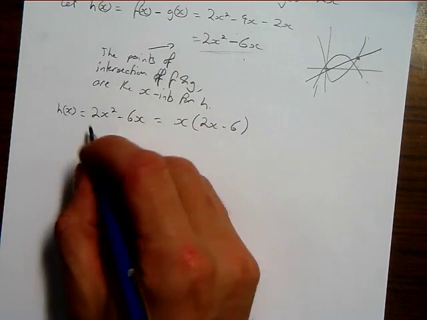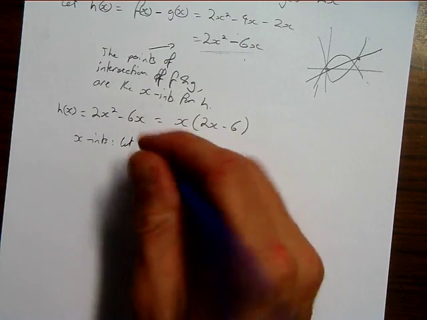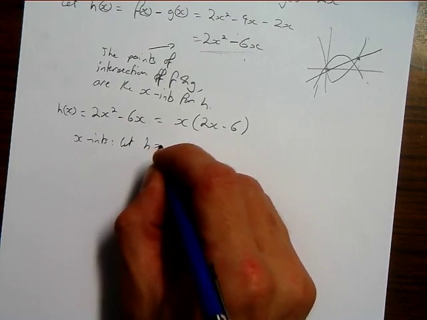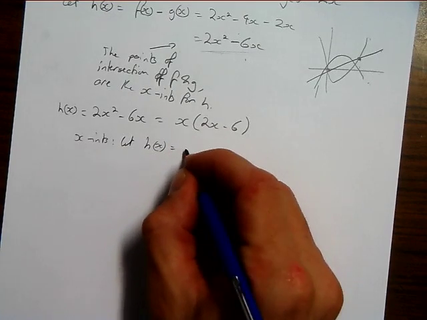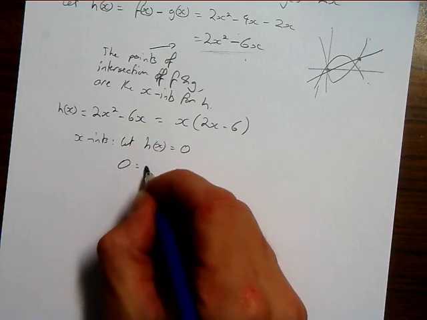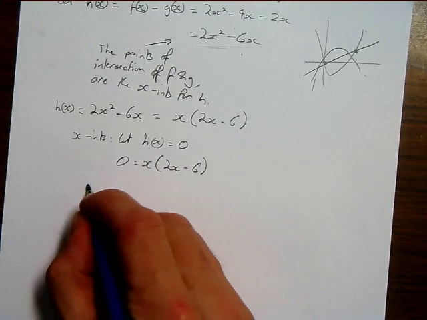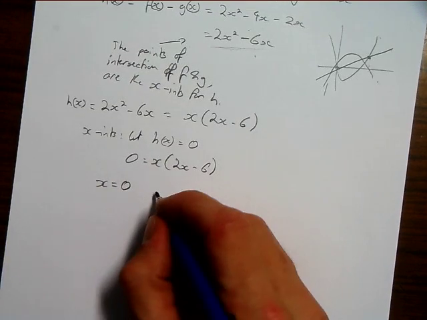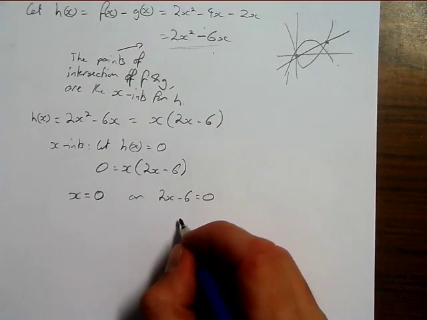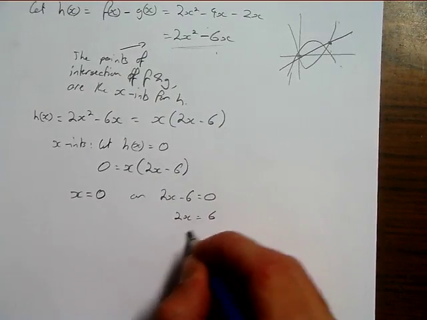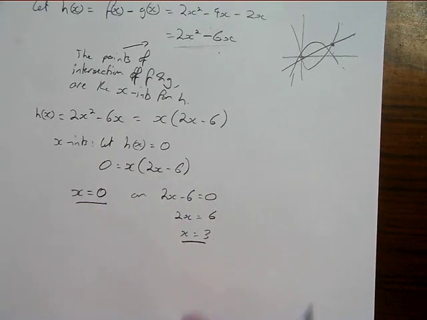So my x-intercepts occur if I let h equal 0. So we either have x is equal to 0, or 2x take 6 is equal to 0, which is 2x is equal to 6, x is equal to 3. So my bounds for my integral will be 3 and 0.